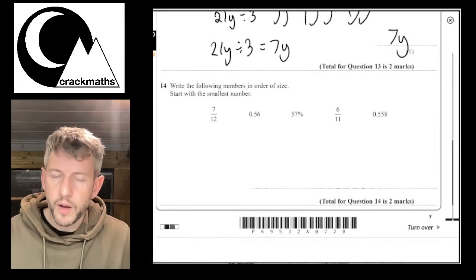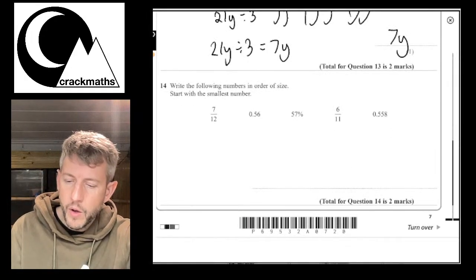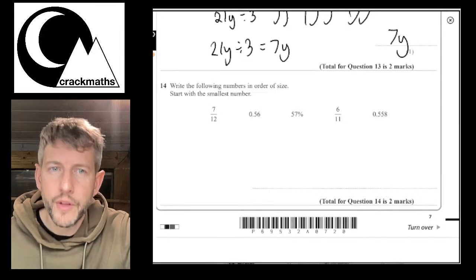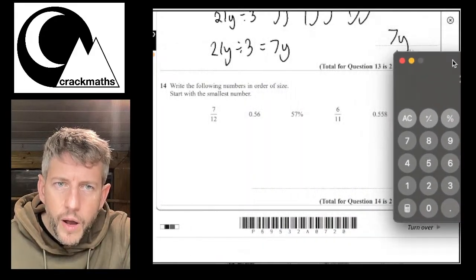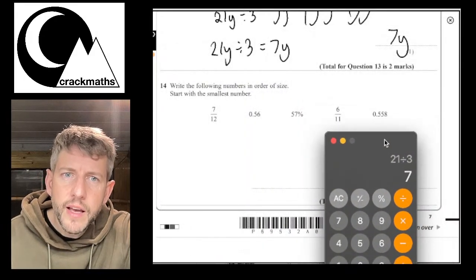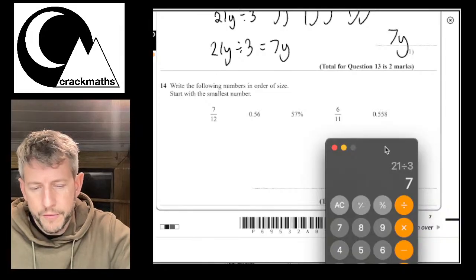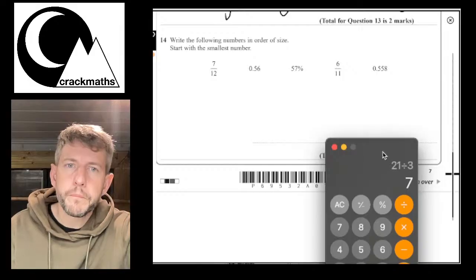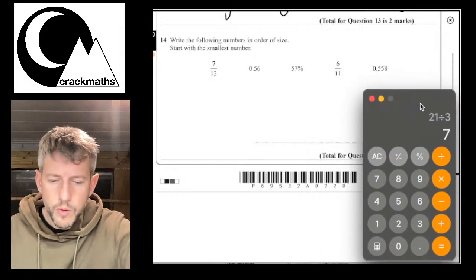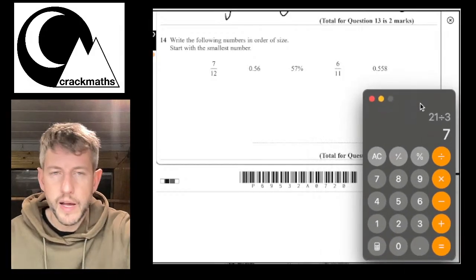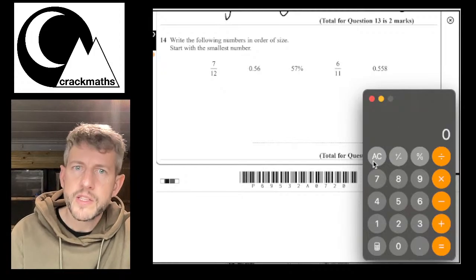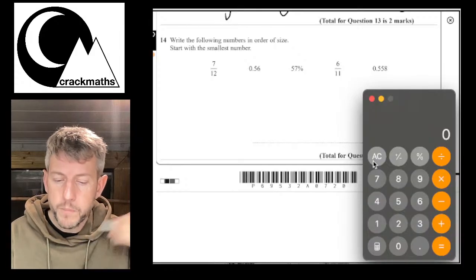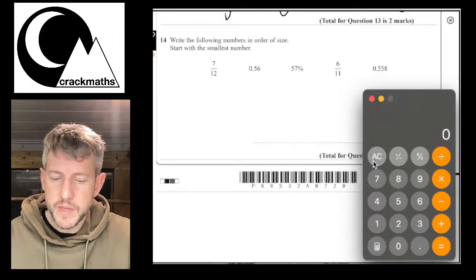Okay, right, question 14. Write the following numbers in size order and start with the smallest. Okay, so I'm going to get out my calculator again for this. Let me scroll that up so that I can fit everything on the screen. Okay, so I am just going to turn all of these into percentages, I think. So remember, to convert a fraction into a percentage, we do top divided by bottom to turn it into a decimal, and then we times it by 100.